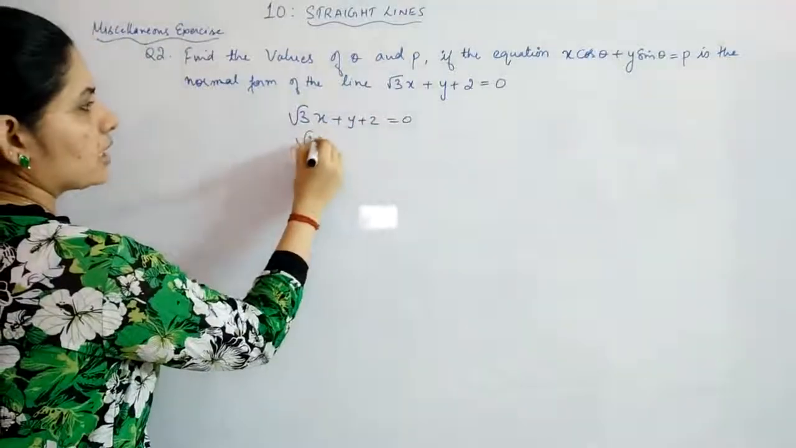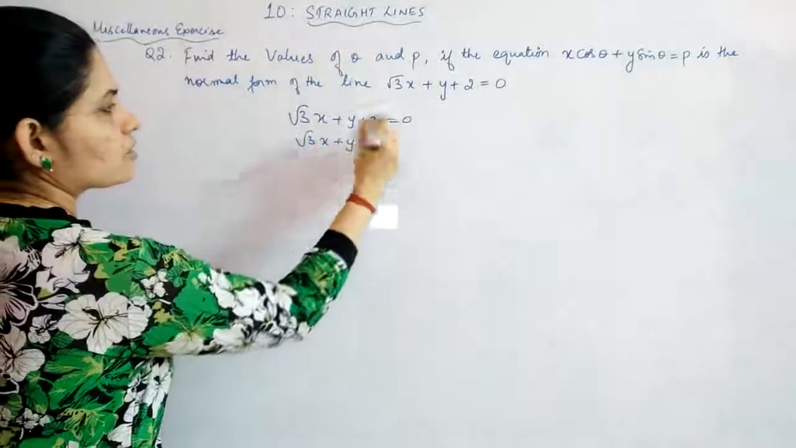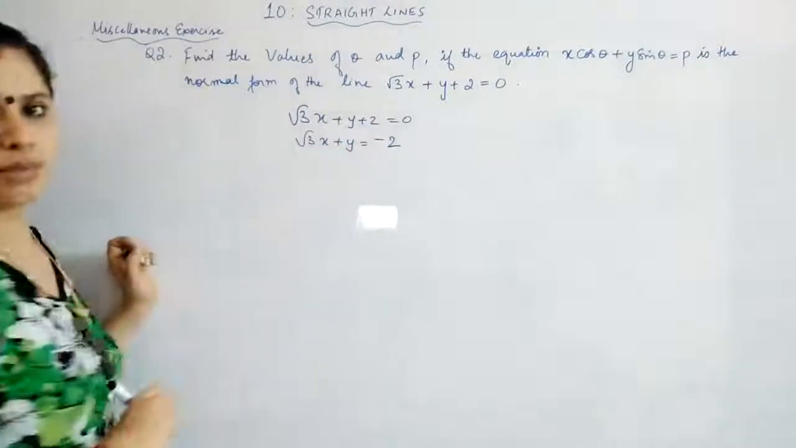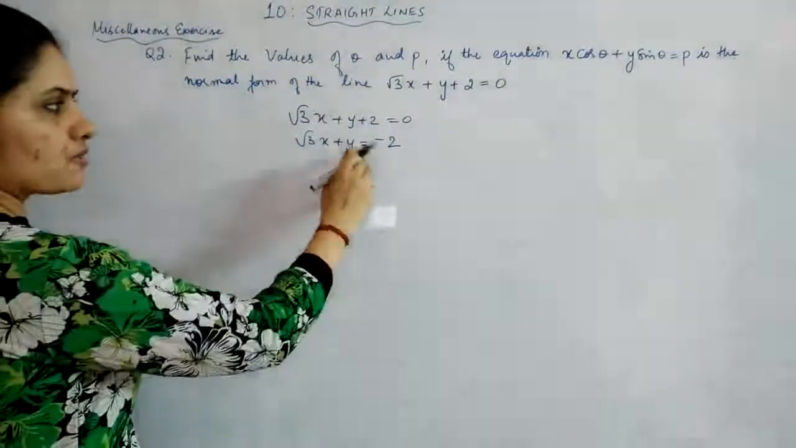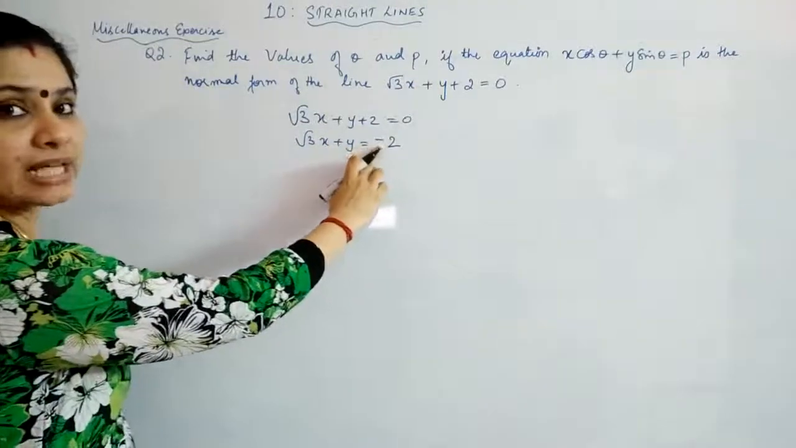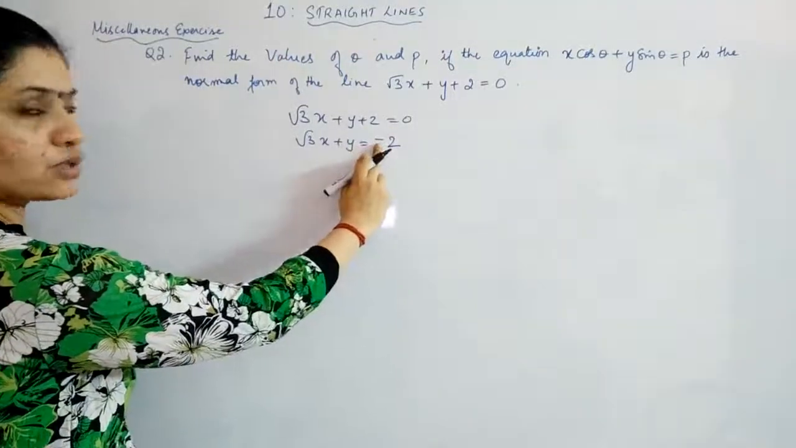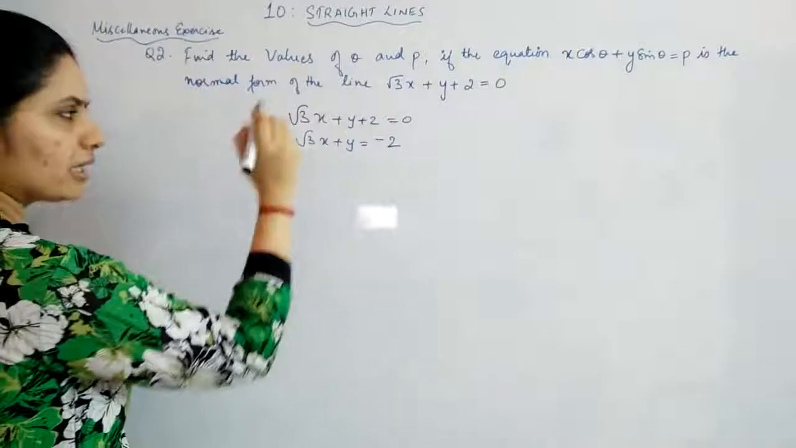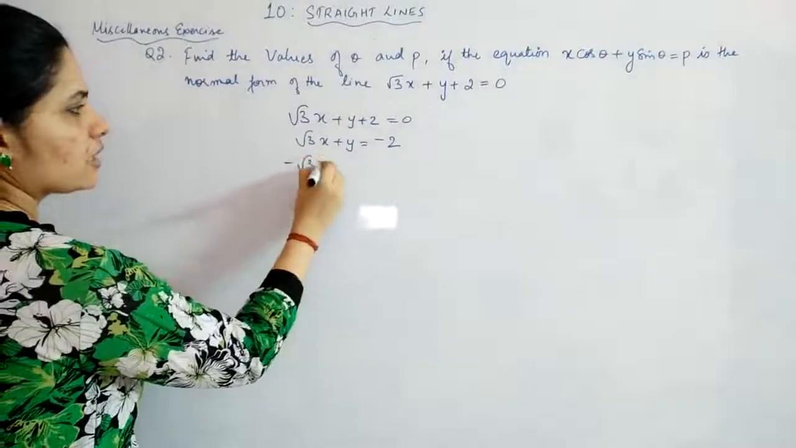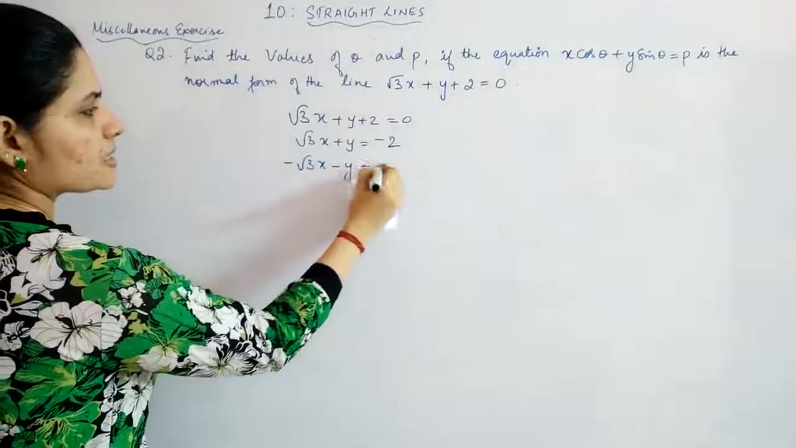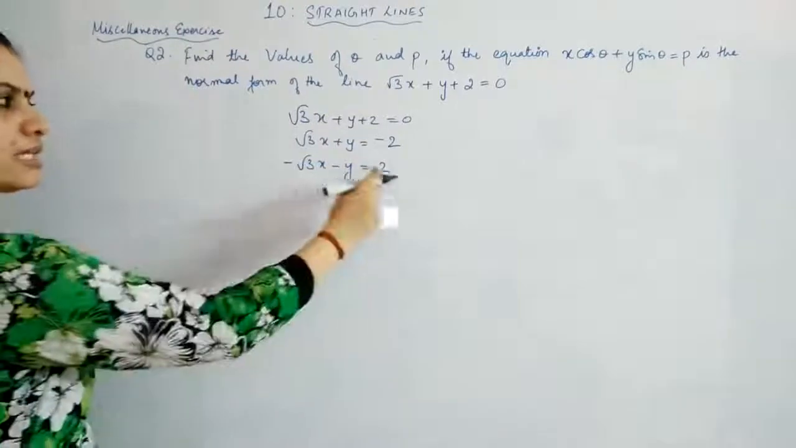Now make it as root 3x plus y is equal to, taking the constant to the other side, minus 2. Now as we have discussed, this should be made positive first. This should not be negative. If you have a negative sign, you have to just remove it. That means multiplying throughout by a negative sign, you will get root 3x minus y is equal to 2. Now the right side is positive.